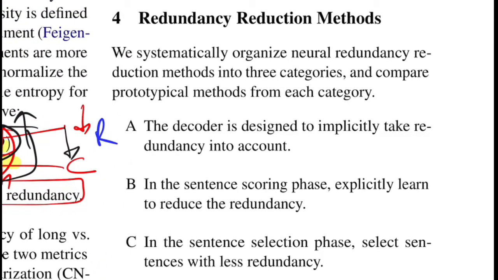Then they talk about the redundancy reduction methods, where they play around with 3 possible techniques to reduce redundancy in extractive summarization. The first one is to design a decoder that implicitly takes redundancy into account. The second is, when you're trying to score sentences, you introduce an extra loss that captures the redundancy, and as per that you train your model. The third is in the sentence selection phase. Once you're done scoring, how you select sentences based on that can also help us tackle redundancy.